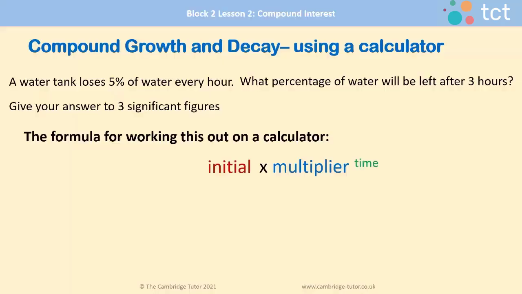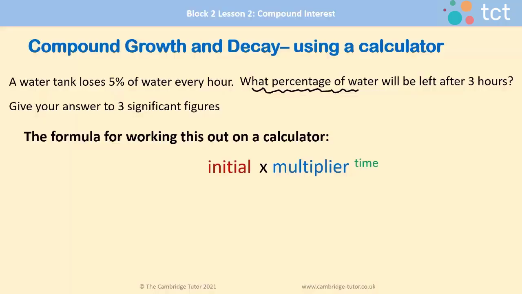Now this one might catch a lot of people out. The question's asking what percentage of water will be left. It's not telling you how many litres of water there are. So whatever is in that water tank at the start is 100% of whatever is in there. So whether it was 1 litre or 30 litres, it's 100% of what was originally there.